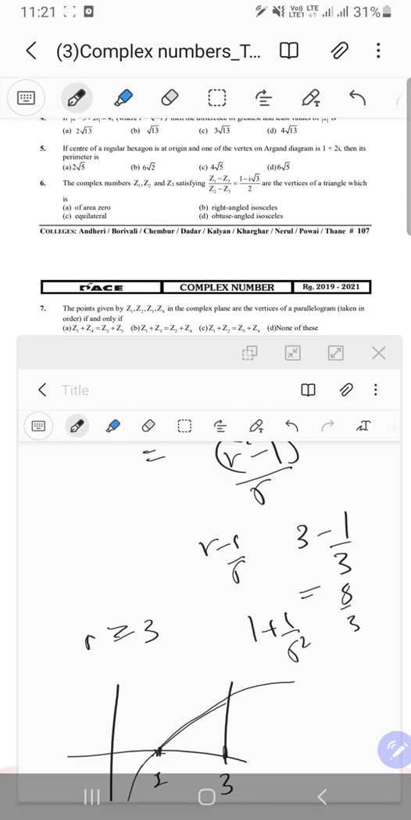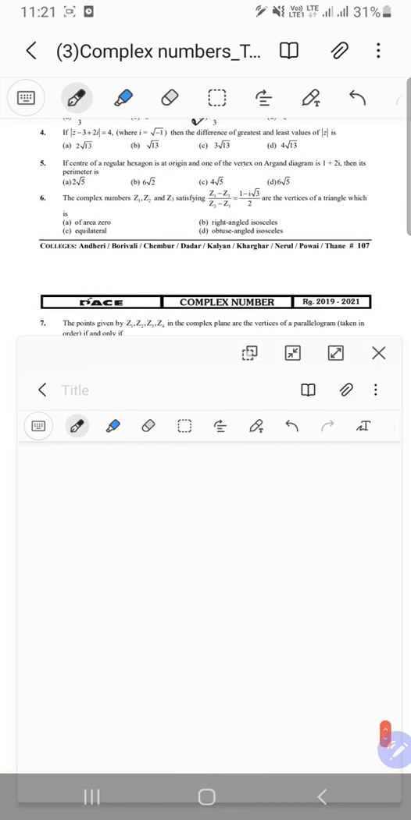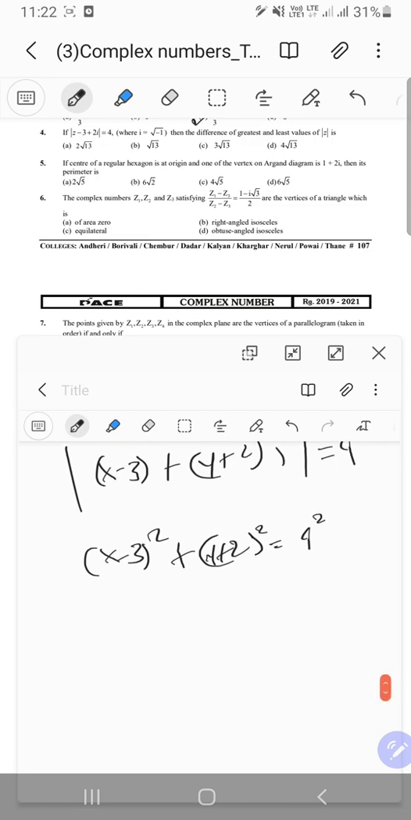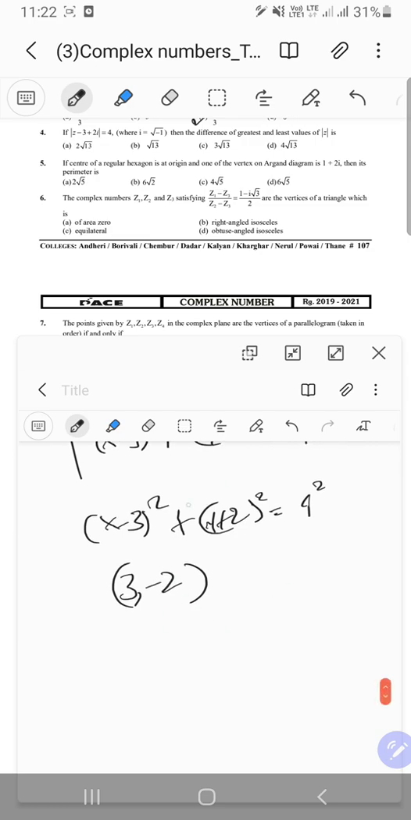Yes. Next question. If magnitude of z minus 3 plus 2i is 4, then the difference of greatest and least values of, right, that's kind of weird. It's not that bad. So the magnitude of this thing is 4. Say this was x plus iy, so this would be x minus 3 plus y plus 2 iota. Magnitude of that is 4. That means x minus 3 squared plus y plus 2 squared equals 4 squared. Right, so this is a circle with the center at 3 comma minus 2 and radius 4.